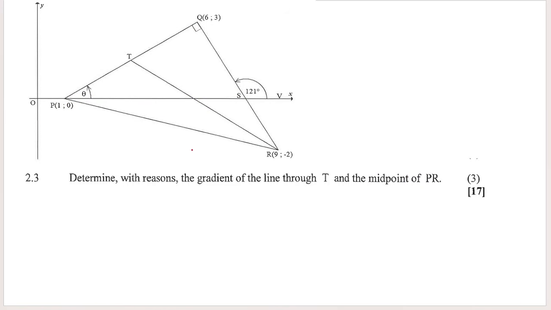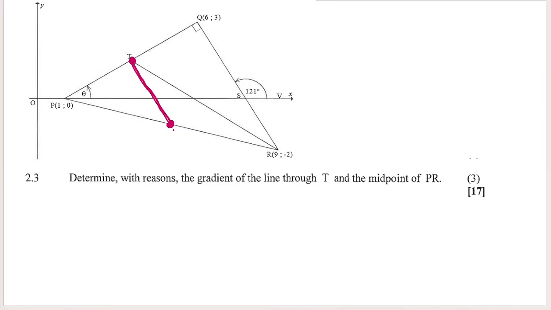Now 2.3 says determine with reasons the gradient of the line through T and the midpoint of PR. Now PR is over here, PR. The midpoint of PR will be somewhere over there, and they say the line through T and the midpoint of PR. So basically, sorry for that not being straight, they want the gradient of this line. There's two ways to do this once again, or two ways that I will show you at least. And the first way I think is pretty cool. So see if you can follow along with what I'm saying.